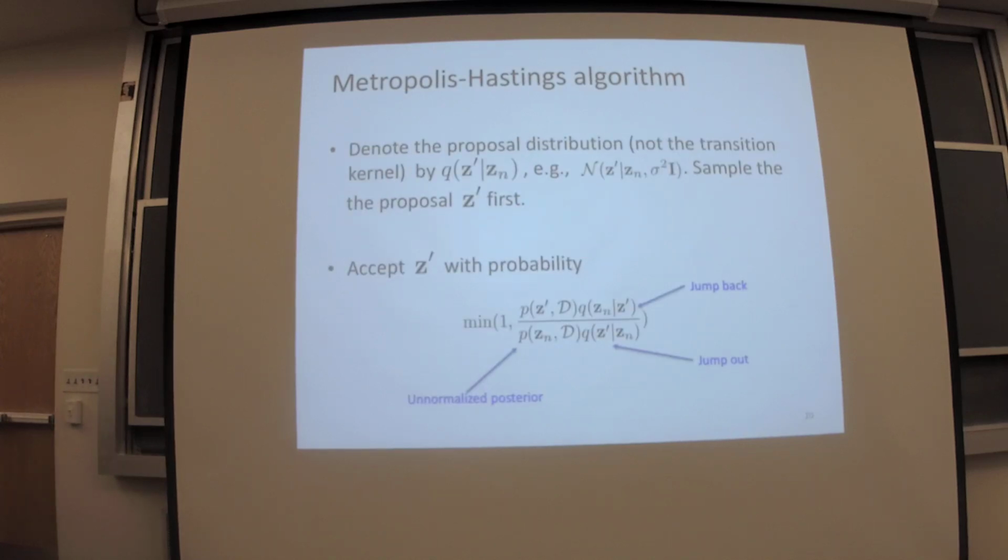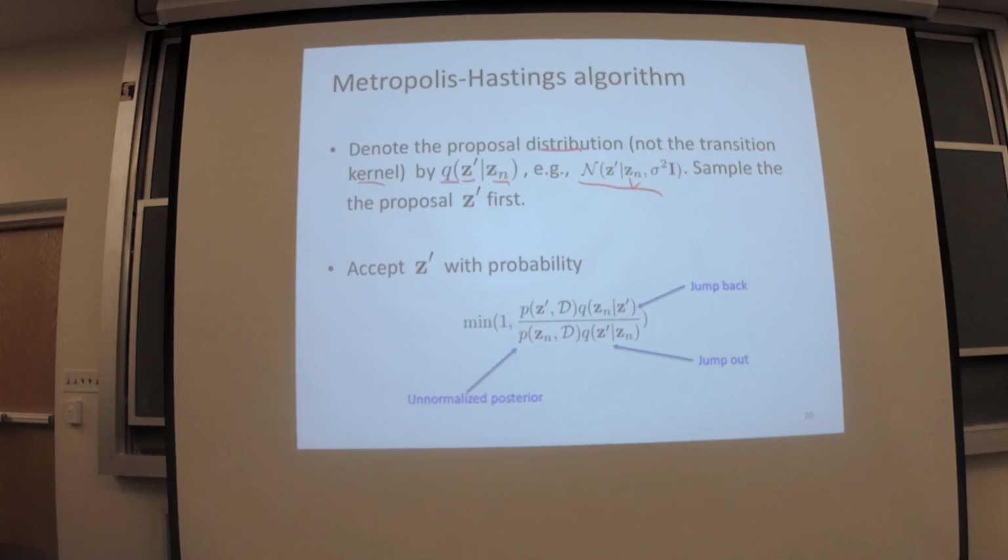We denote the proposal distribution. Remember, the proposal distribution is not the transition curve. It's just some distribution to propose the candidate samples. By this Q of Z prime given Zn, Z prime is a candidate sample. A commonly used proposal distribution is a Gaussian distribution. Given the current sample Zn, I want to propose a candidate.